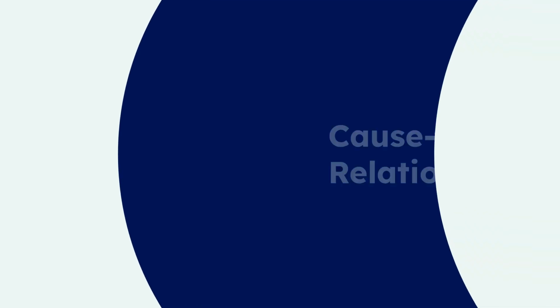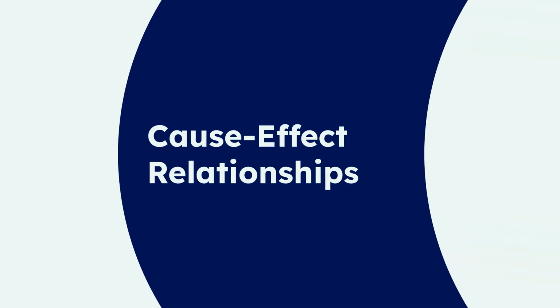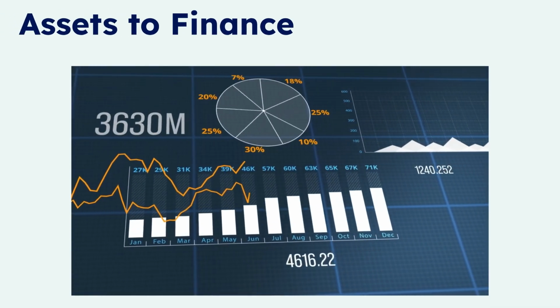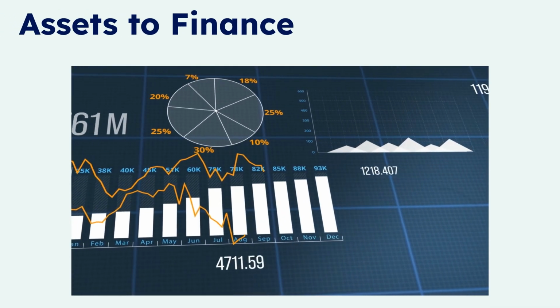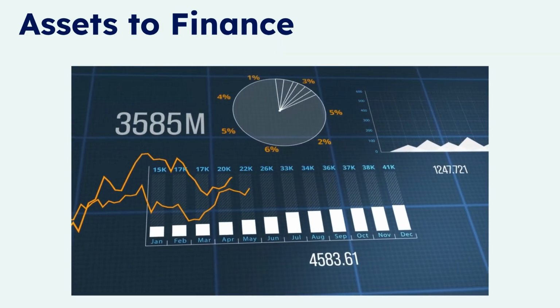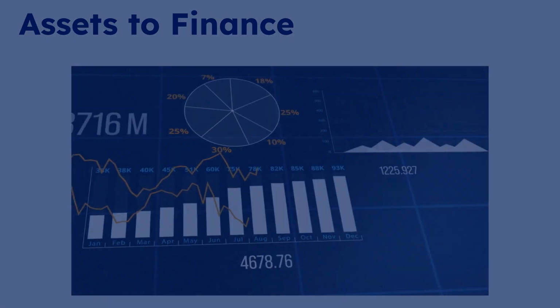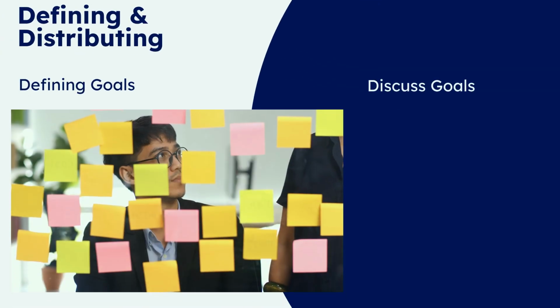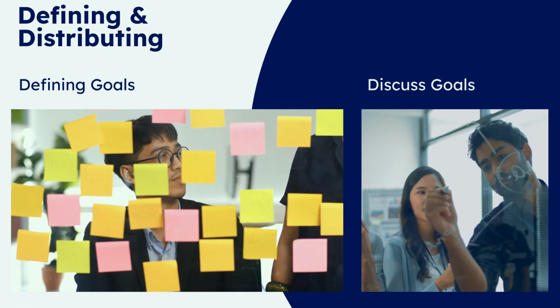At the heart of a strategic map lie the cause and effect relationships, illustrating how various goals support each other. These relationships typically flow from intangible assets, such as employee skills, through internal processes and customer outcomes, to financial results. Building a strategic map involves several key steps, including defining strategic goals and identifying cause and effect relationships. First, define your strategic goals, then distribute them across the Balanced Scorecard perspectives.